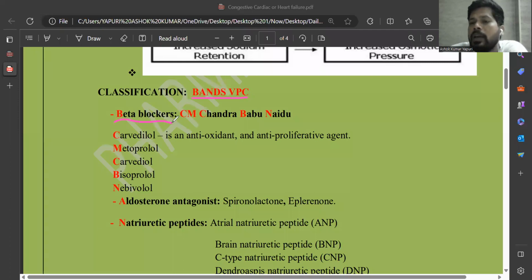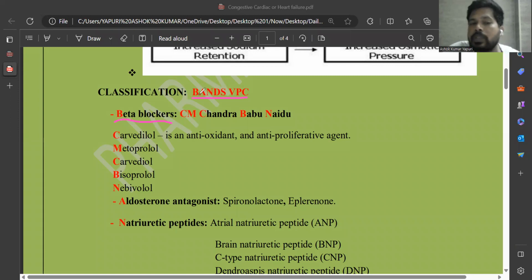First of all, congestive heart failure is nothing but the heart being unable to perform its function because of excess accumulation of fluids within the heart. That leads to congestion, accumulation of excess fluid, and an enlargement of the heart, and ultimately there is a chance of failure of the heart function. For its treatment, there is a list of drugs, starting with the trick BANDS VPC.